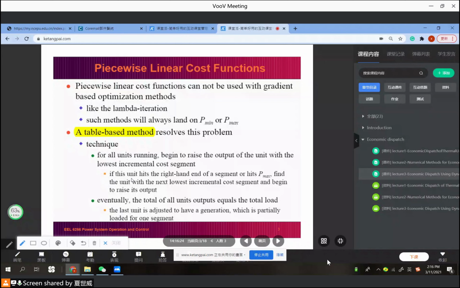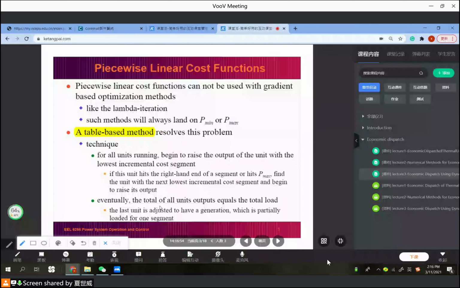Oh, okay. So let's continue. So for this dynamic programming, we first run the cheapest generator, and then run the second cheapest generator. And like this, we turn on the generators one by one. From the cheapest to the most expensive generators, we will find the optimal solution to solve economic dispatch.